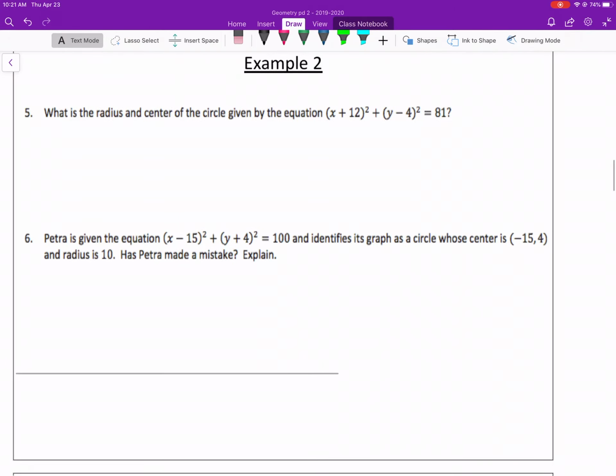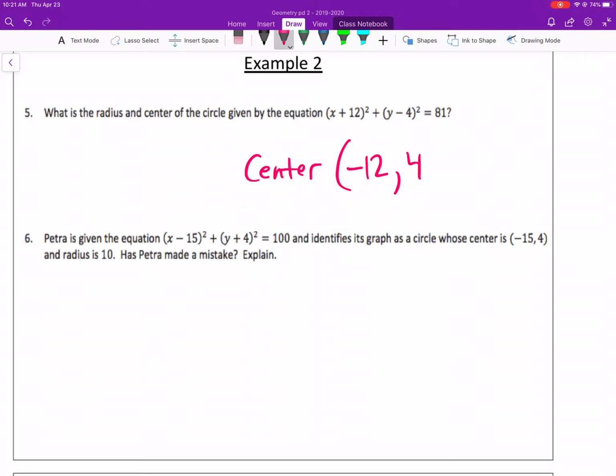Alright, now, what is the radius and center of the circle given by the equation (x plus 12) squared plus (y minus 4) squared is equal to 81? So remember, now we're going from the equation to the center. So your center would be the point. You just have to change the sign. So the x value, or the h value, really is 12. Now we have to change that to negative 12, and you see y minus 4, that becomes positive 4. So the signs just change.